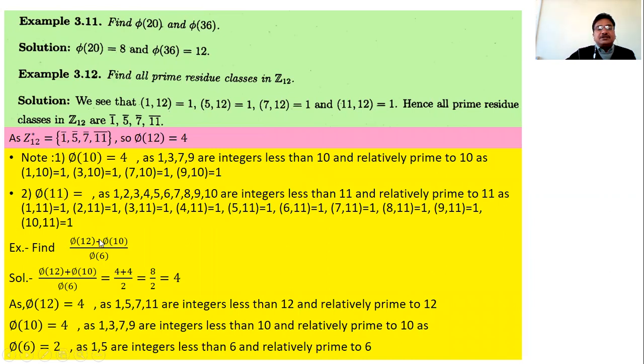And then the question is to find phi 12 plus phi 10 divided by phi 6. Phi 12 is 4, phi 10 is 4, phi 6 is 2, and then 8 by 2 is 4. So why is phi 12 equal to 4? Because 1, 5, 7, 11 are integers less than 12 and relatively prime to 12. Why is phi 10 equal to 4? Because 1, 3, 7, 9 are integers less than 10 and relatively prime to 10. Why is phi 6 equal to 2? Only these two integers are less than 6 and relatively prime to 6. And so we have the answer 4.